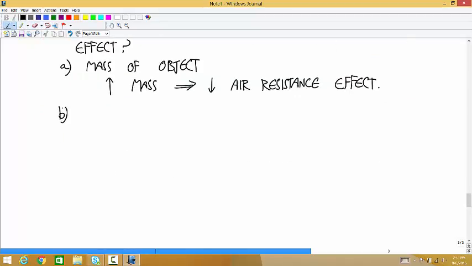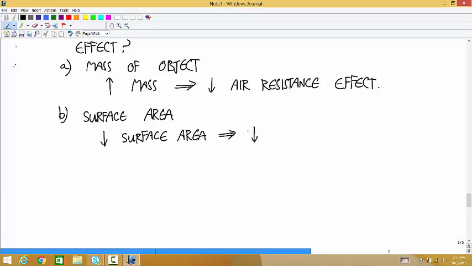The second thing is the surface area. If you decrease the surface area, it makes the effect of air resistance get smaller. It reduces the air resistance effect.